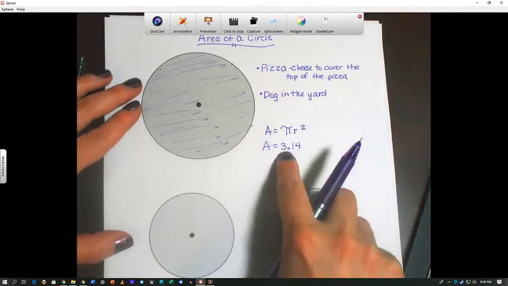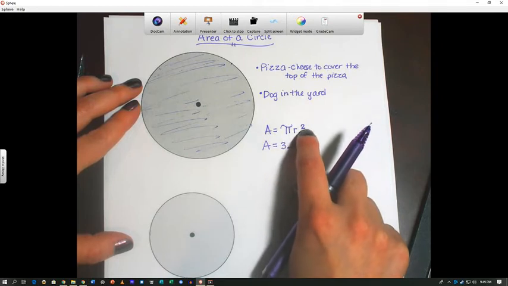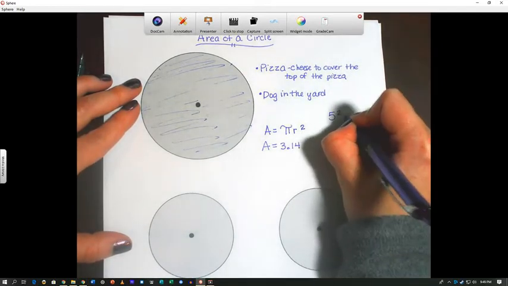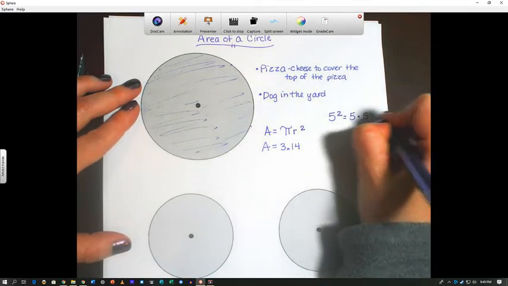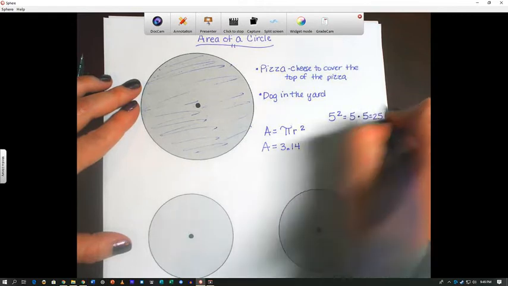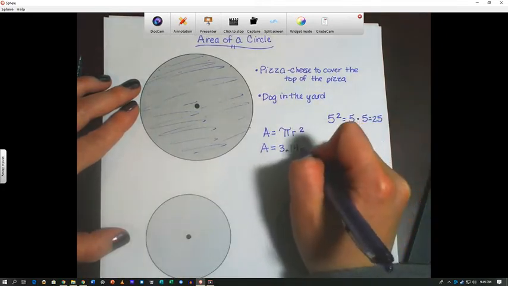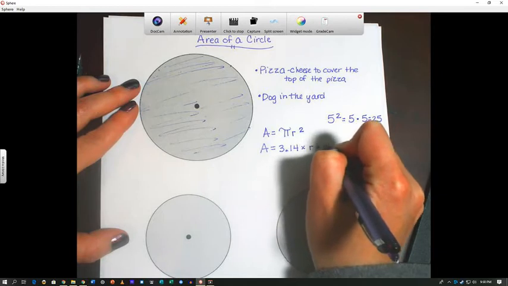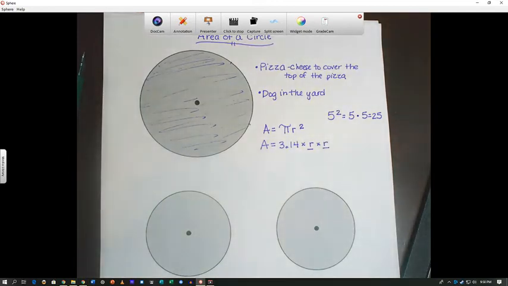So we're going to take 3.14 and multiply it by the radius squared. Do you remember what it means to square a number? I'll give you an example. If you have 5 squared, that means 5 multiplied by itself 2 times. 5 squared is 25. So the radius squared is going to be the radius multiplied by itself 2 times. So pi times the radius again.